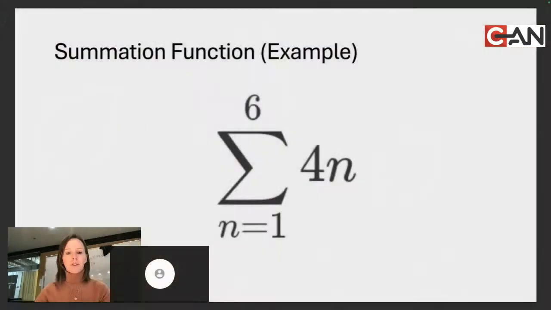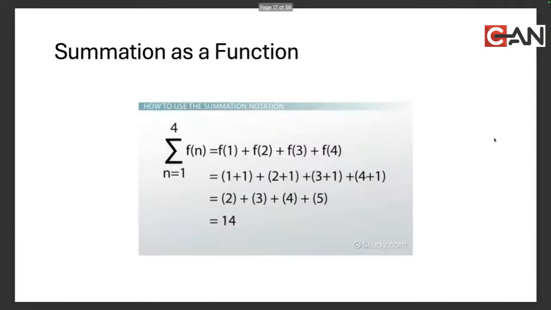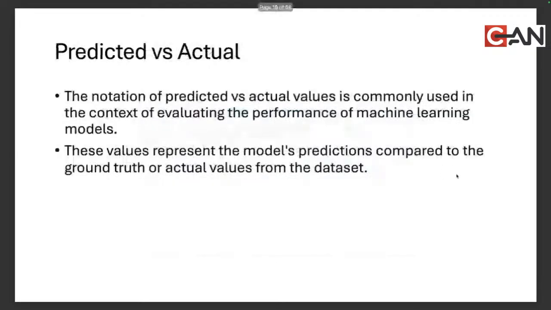I know this is pretty rudimentary, but it's helpful so that we're all speaking the same language as we continue. So here is the example I put on here. This is just another example. If f of n, from 1 to 4, and we have f of n, we would add 1 through 4.